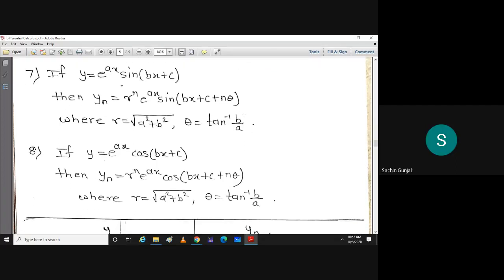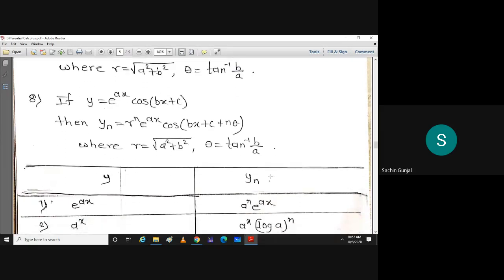So it is on a similar line. If y is e raised to ax cos of bx plus c, then its nth derivative is r raised to n e raised to ax into cos of bx plus c plus n theta, where r is under root a square plus b square, and theta is tan inverse b by a. Okay.